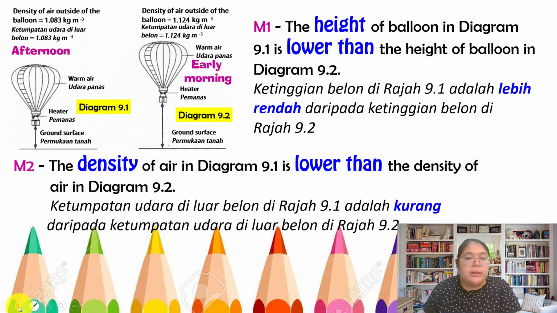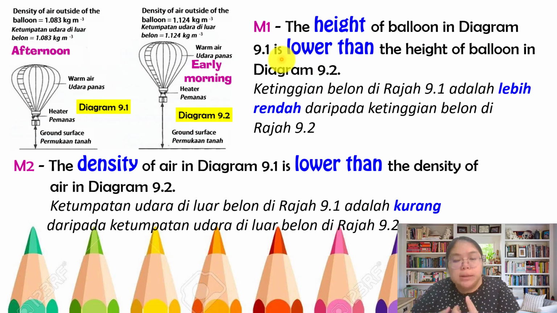Okay, so from here, the diagram is still here. You can refer to the diagram. So the first part, we answer the height. From the diagram, we can see diagram 9.2 should be the higher one. So normally, how to start? We just copy from the question, the height. We start: the height of the balloon in diagram 9.1 is lower than the height of the balloon in diagram 9.2. If you want to mention 9.2 first also can. You just mention the height of the balloon in diagram 9.2 is higher than the height of the balloon in diagram 9.1.